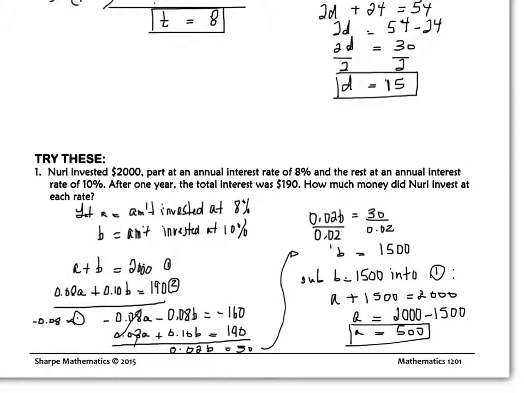And both of those solutions for A and B, A 500, B 1,500, will add to give you 2,000 in equation 1, and 8% of 500 plus 10% of 1,500 does add up to give you $190. So that solution is correct because it works in both equations.